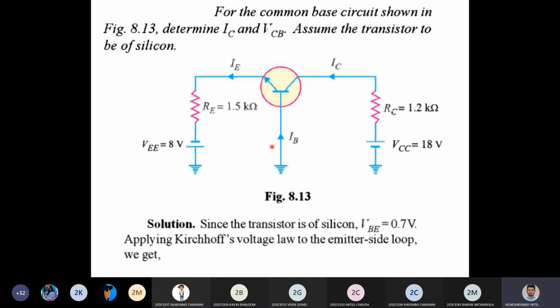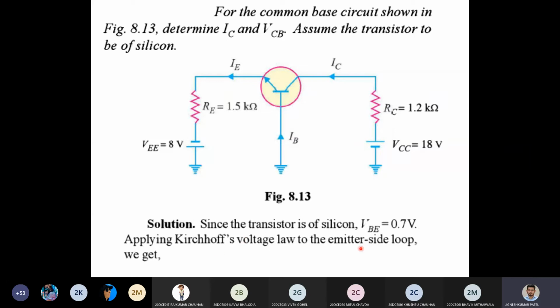So how to do that? Since the transistor is of silicon, VBE is the forward bias voltage, the depletion layer voltage. To break the band gap, you need 0.7 volt. If it's germanium, that would be 0.3 volt. So 0.7 volt is the VBE. What is VBE? VBE is the voltage between base and emitter. To flow the current from here to here, you need at least 0.7 volt.